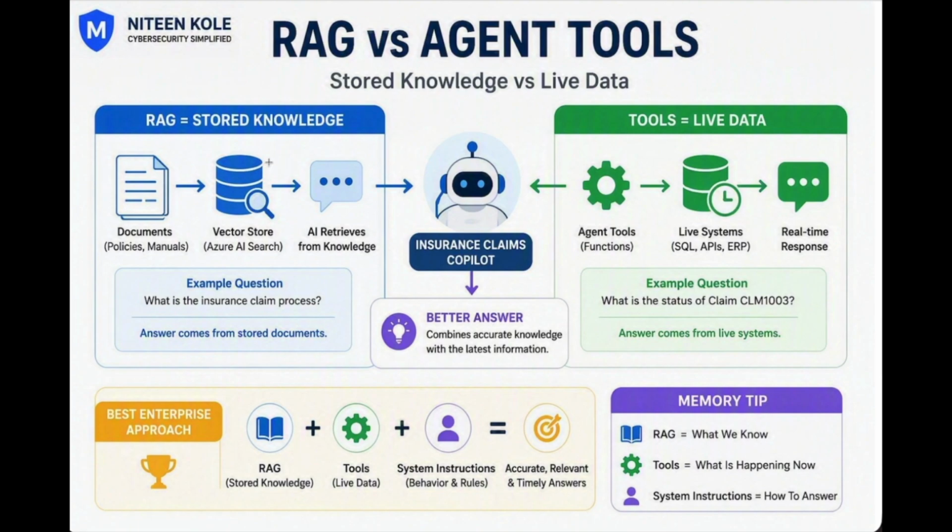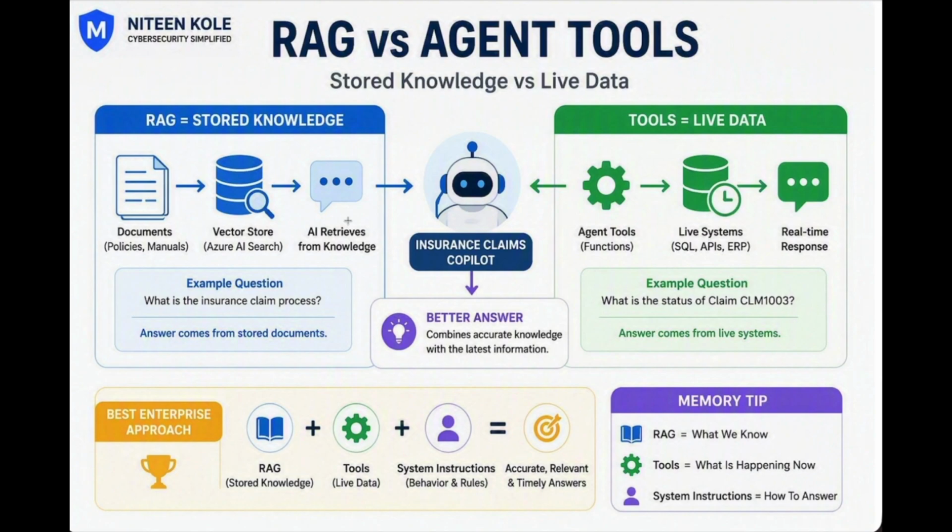RAG is nothing but stored knowledge. Think of RAG as a digital library. We upload documents which contain the insurance claim process: 1, submit claim; 2, upload document; 3, adjuster review; 4, decision; 5, payment. Now if somebody asks, what is the insurance claim process? The answer already exists in the document, so RAG works perfectly.